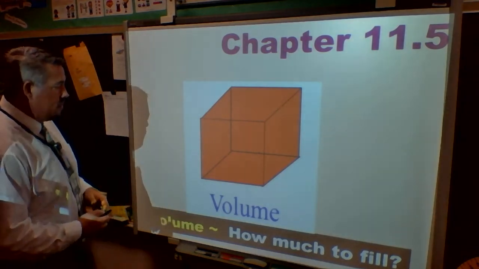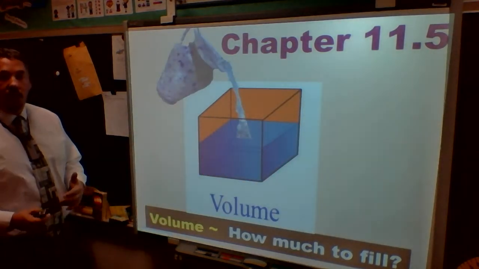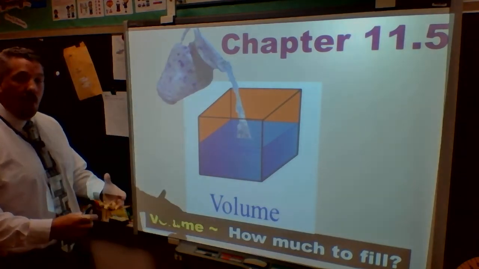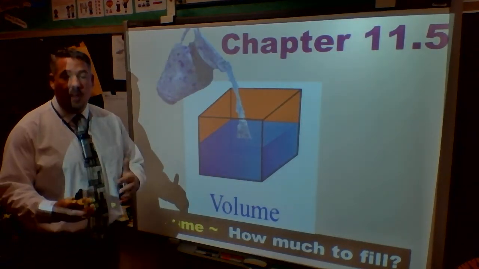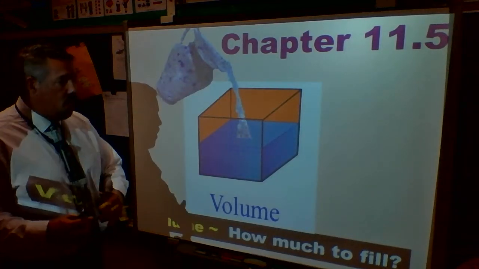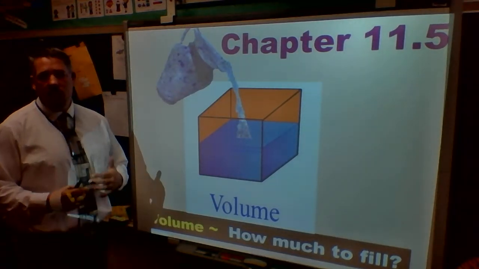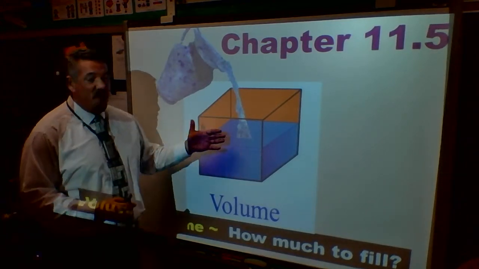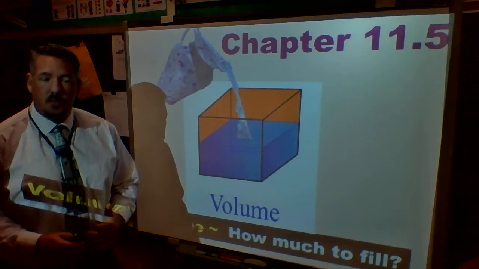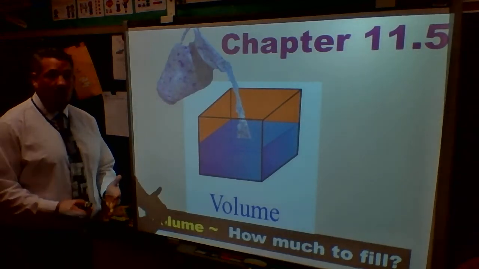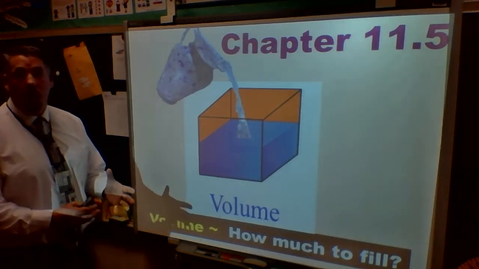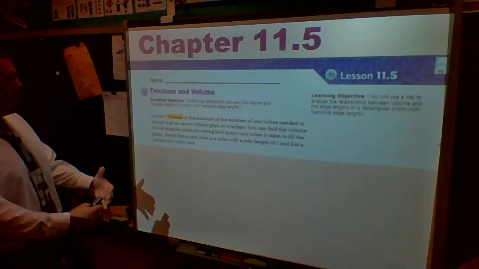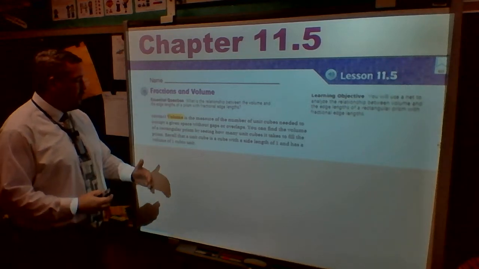Volume is the idea of taking this three-dimensional shape and filling it with something. Now, it could be units, it could be square or cubic inches, it could be cubic centimeters, it could be cubic miles. It doesn't matter what the measurement is. What matters is that I know that I'm filling up this three-dimensional shape. And I have to figure out the math on how to fill up and make the measurements so I know what my answer is. So when we look at it, this gives you a fancy definition.